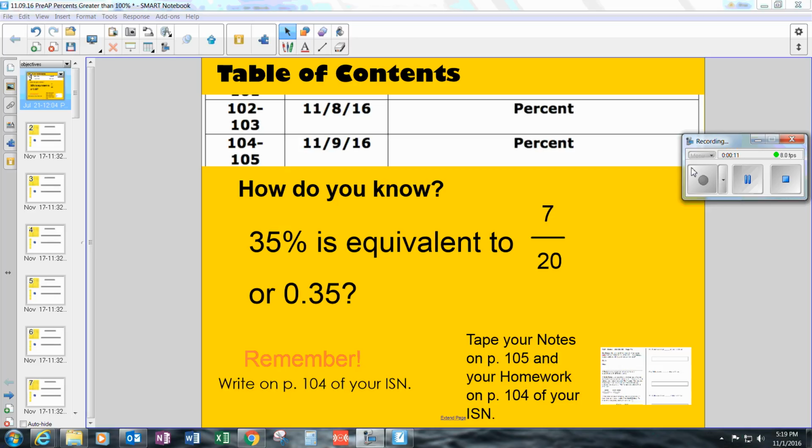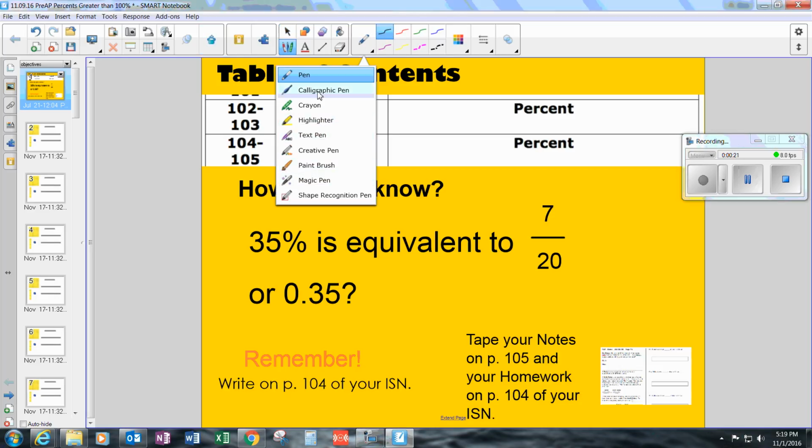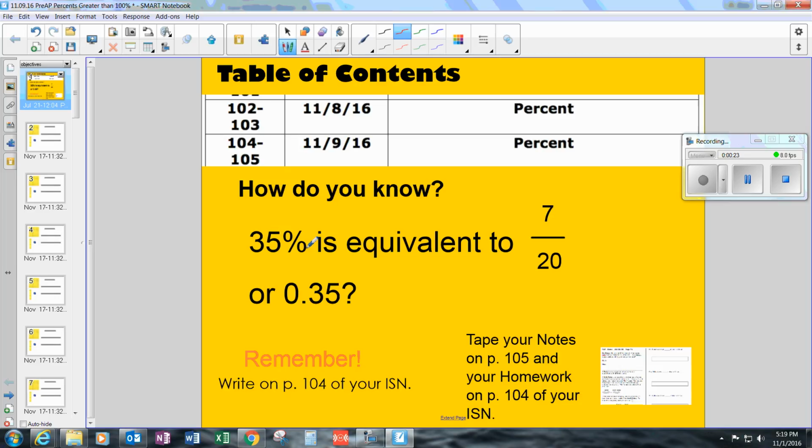35% is equivalent to 7/20th, which is equivalent to 35 hundredths. Is this true? Well, let's get my calligraphy pen, my third pen. So 35%. What is a percent again? A percent means per 100. How would I write that as a decimal? 0 and 35 hundredths. So check mark. This is equivalent to this. But is it equivalent to 7/20th?